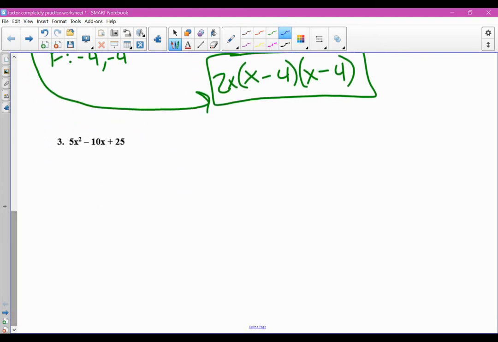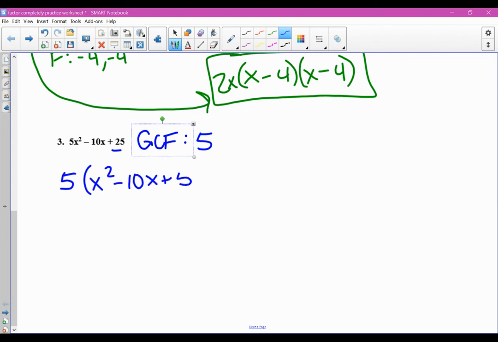Now our last problem here, same situation. We're factoring completely, so I want to look for my GCF first. With this problem, that 25 at the end here does not have an x on it, which means my GCF is only going to be a number, which this time is 5. So I'm going to factor out the 5, and left over we have x squared minus 2x plus 5.